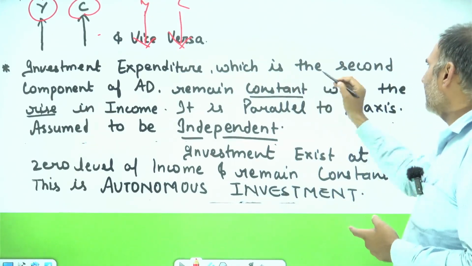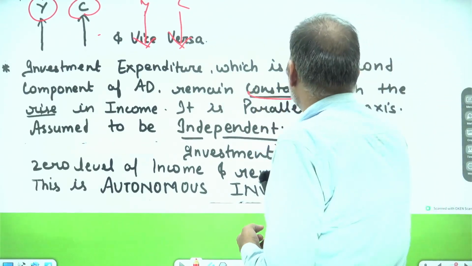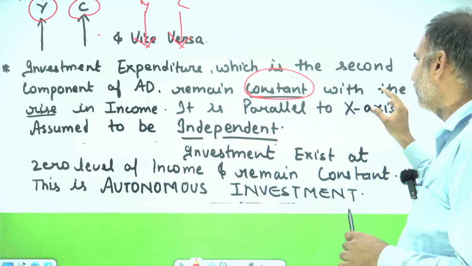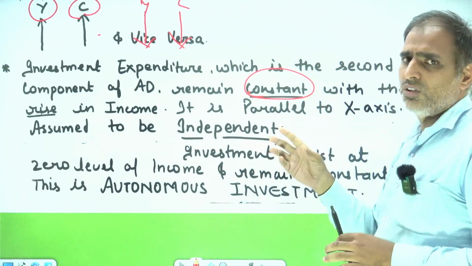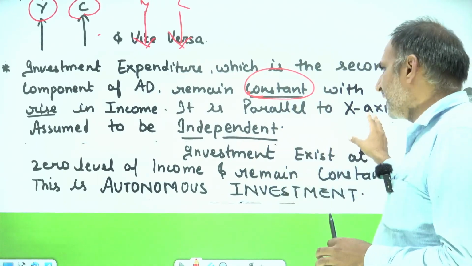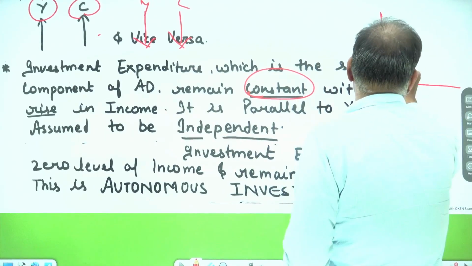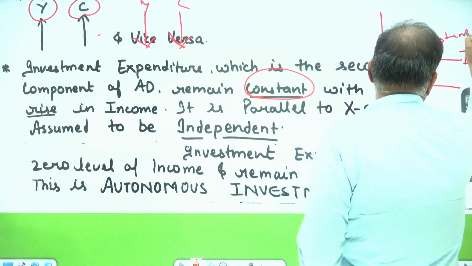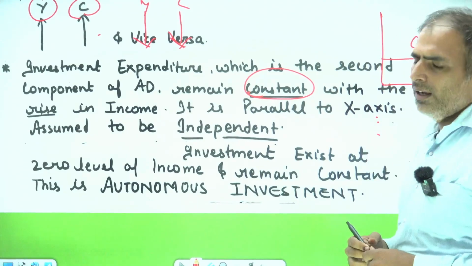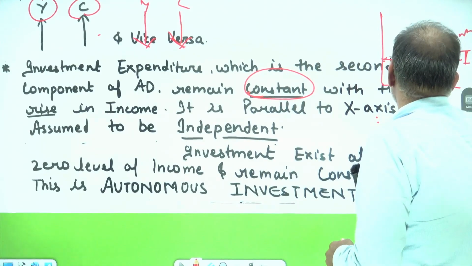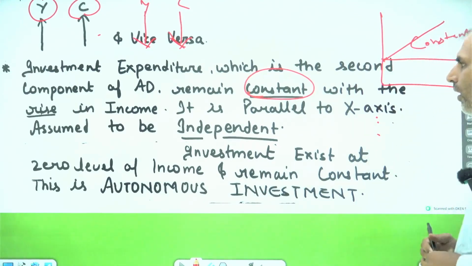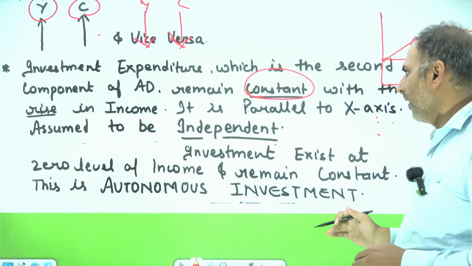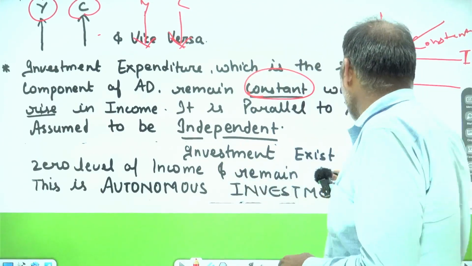Investment expenditure, we told you that investment is always autonomous. Autonomous investment, which is the second component, remains constant. We have already said that there is a constant investment in societies. With the rise in income, the investment does not rise. It is parallel to the x-axis. It is always parallel. If we go through the demand, this is the investment. That is constant. Investment is always constant in the market. And this is the C. It is parallel to the x-axis, assumed to be independent. Next, at zero level of income it remains constant.